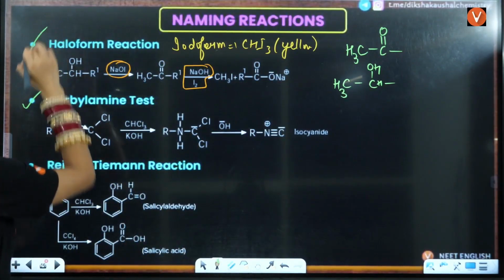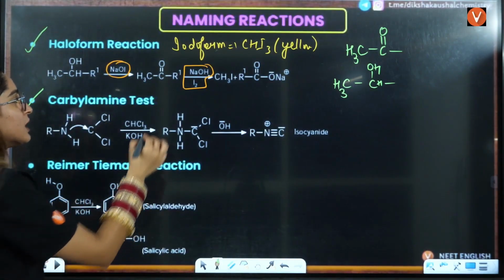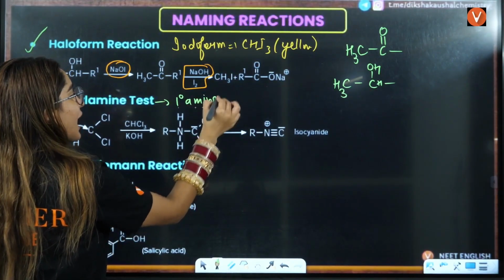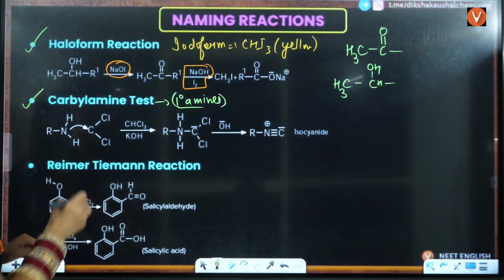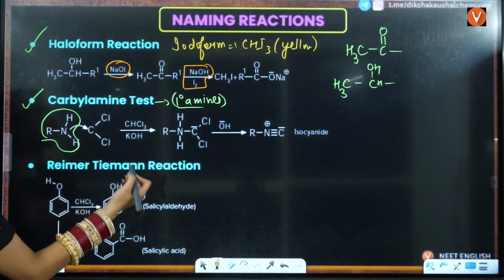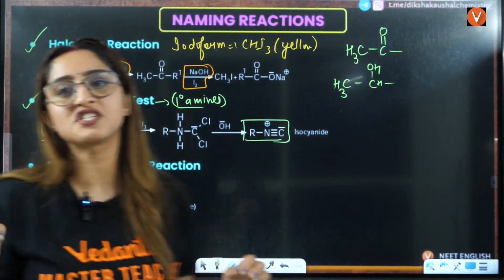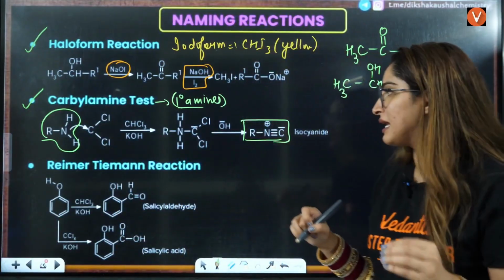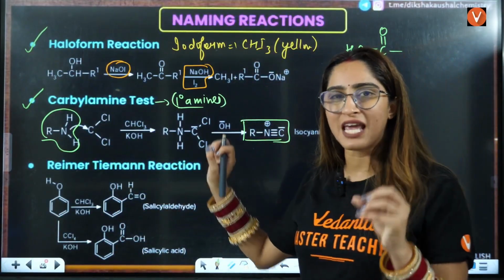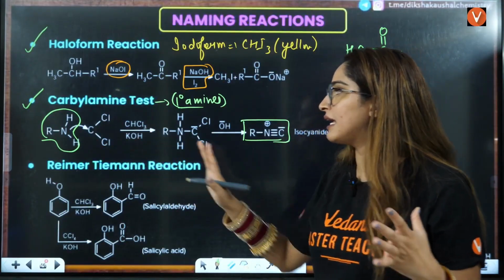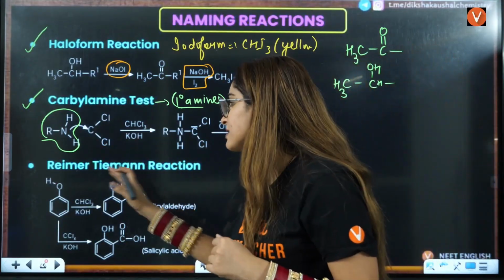Next is carbylamine test, that is given by primary amines, right? Primary amines for the detection of primary aromatic or aliphatic amines. Here you have RNH2, which is directly converted to RNC, which is isocyanide, which is having a very foul smell, right? So in the presence of same reagents that we will use in Reimer-Tiemann reaction, that is CHCl3 and KOH, right? Next is Reimer-Tiemann reaction.